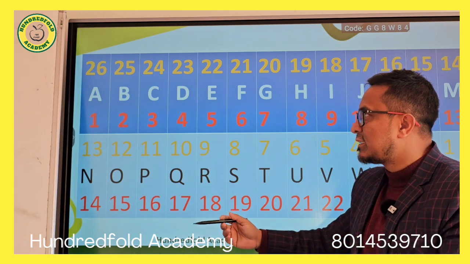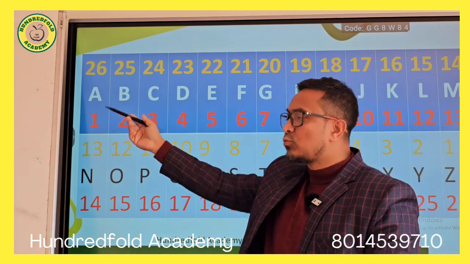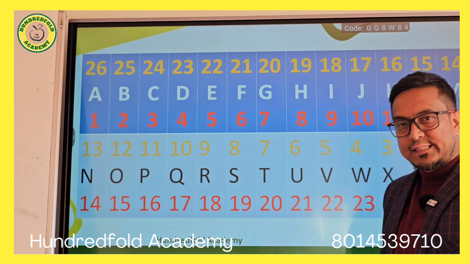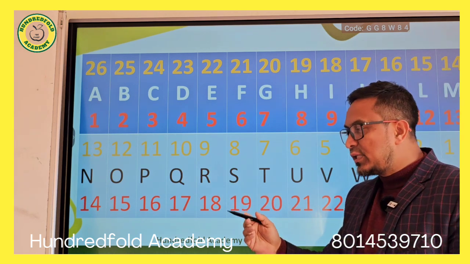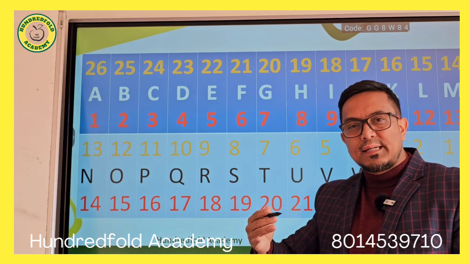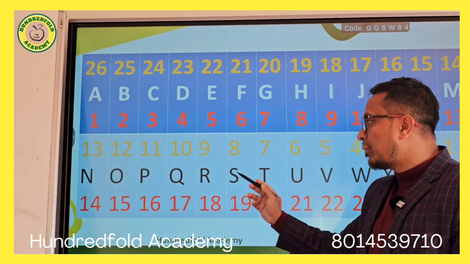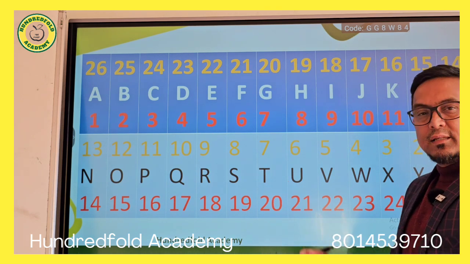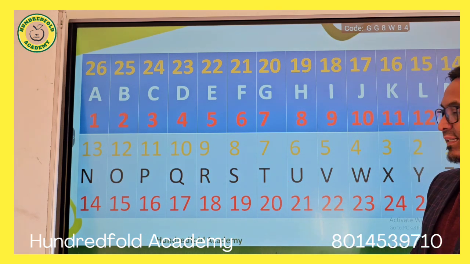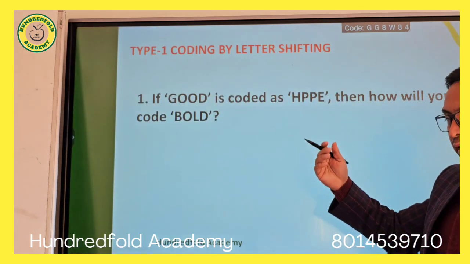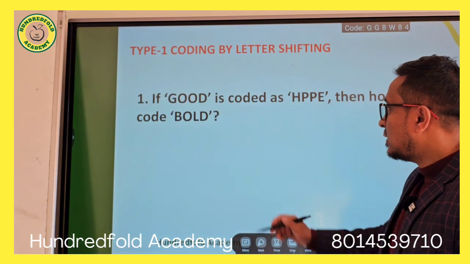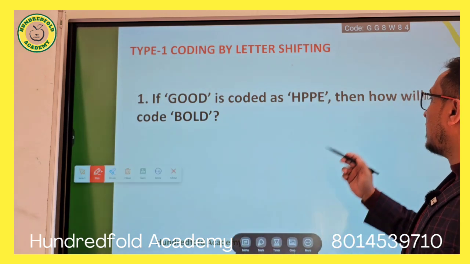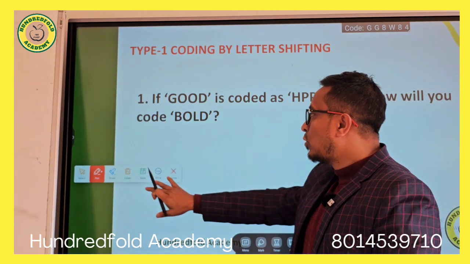So basically, you understand that A is 1. For example, T is 20, R is 18. In coding-decoding, you see whether the letters are shifting. Let's say, for example, R became S, then it is +1. S becomes T, then it is +1. We will see the exercise and it'll give you a better understanding. For example, if GOOD is coded as HPPE, then how will you code BOLD?